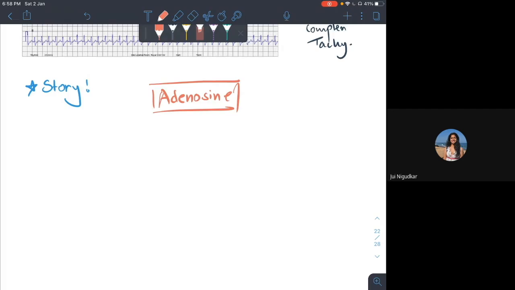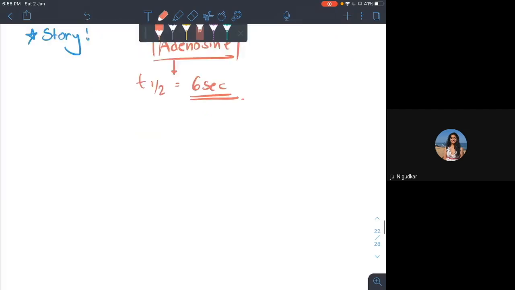So adenosine is a drug which has a half-life, a T half of 6 seconds. That's why you need to administer this drug and it needs to reach the heart within 6 to 10 seconds of your administration. So, what are you going to do? Once you diagnose this patient as PSVT, you're going to put a cubital IV.